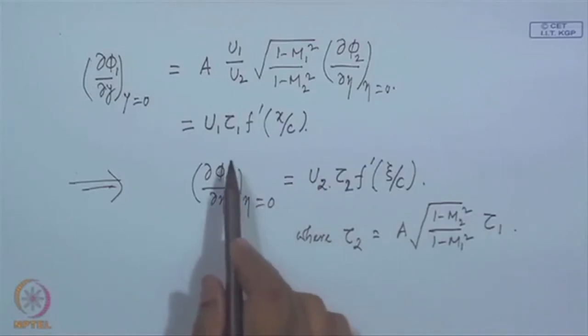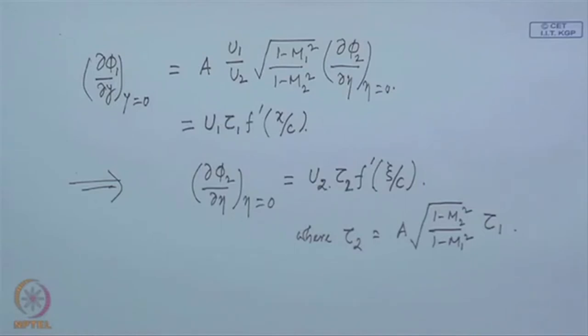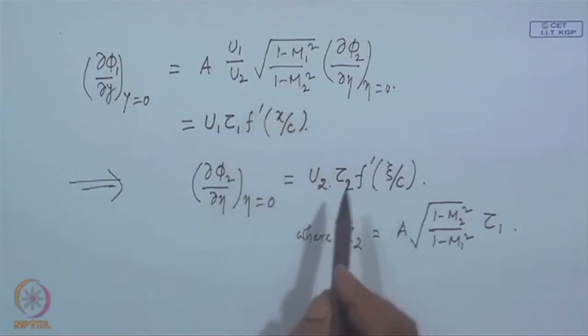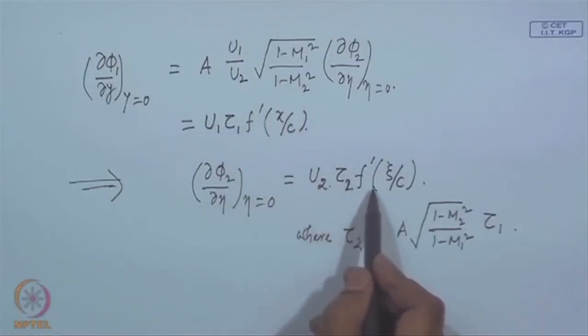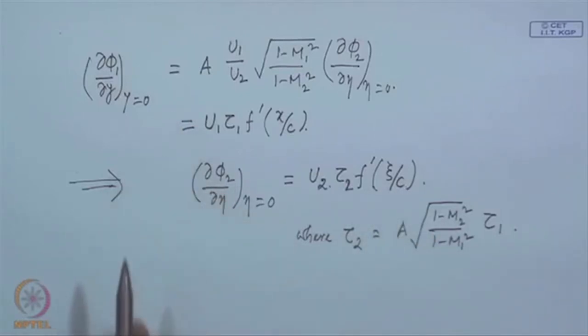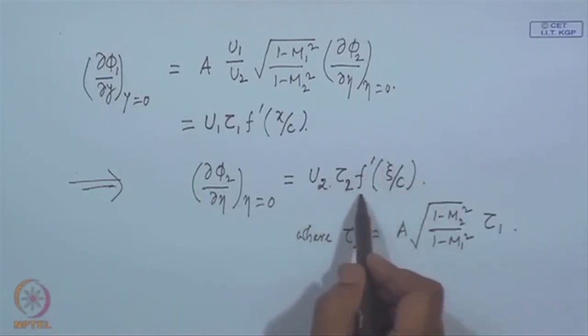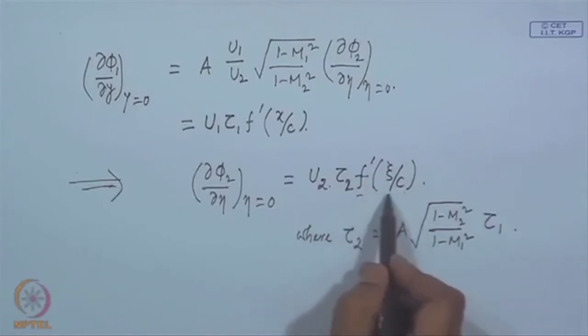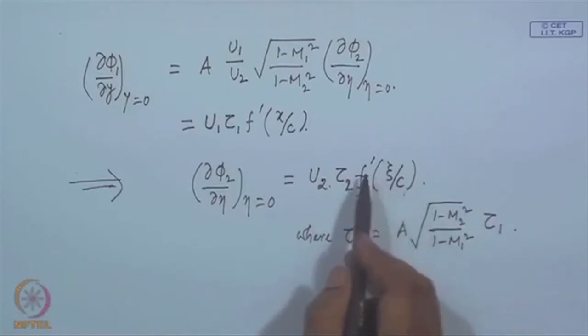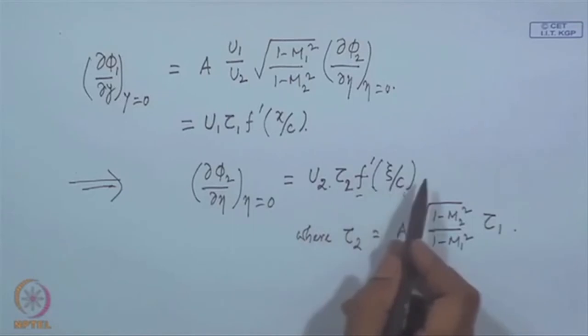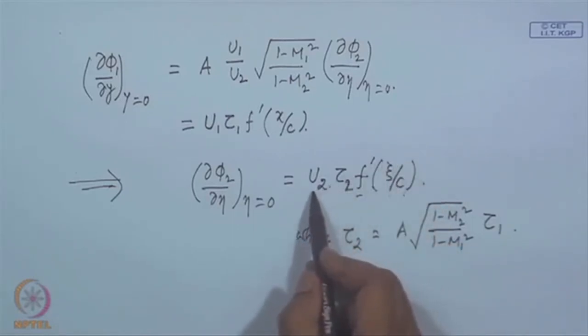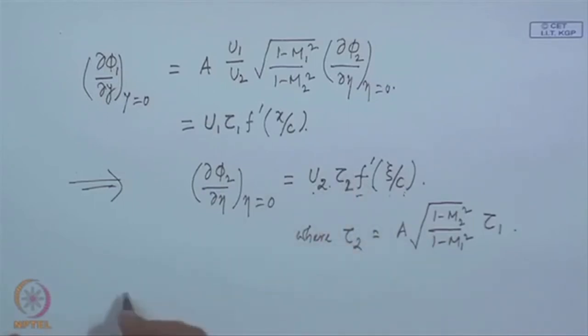We see then that phi 2 satisfies the governing equation for an undisturbed stream at M 2 corresponding to speed u 2 and also satisfies the boundary condition in the form of u 2 tau 2 f prime j by c, which is exactly the same form as in the earlier case for flow over a body of same shape, because this is the same f. So, phi 2 satisfies the boundary condition for bodies of same shape at free stream speed of u 2 with thickness tau 2.